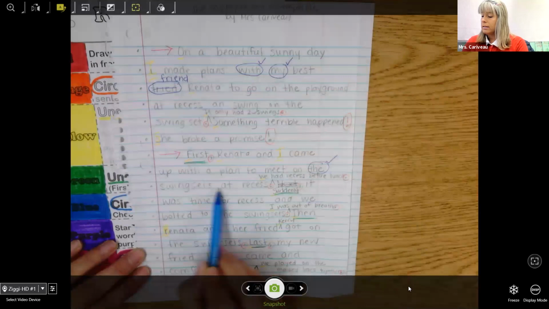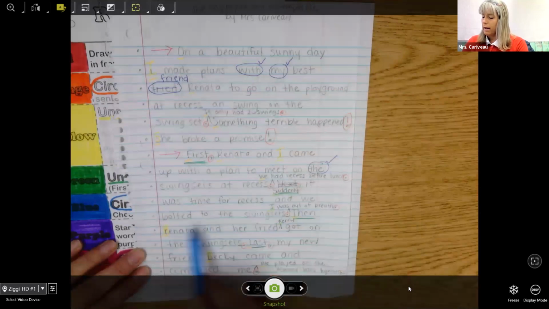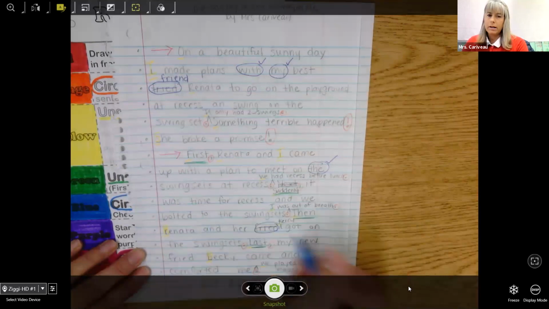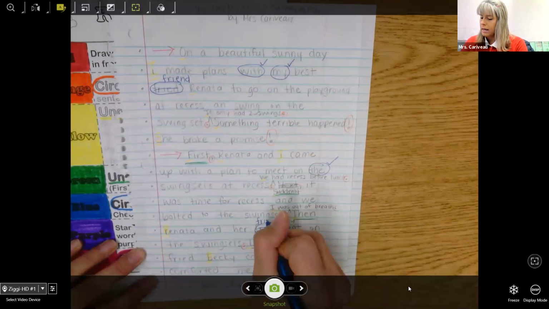Swing set at recess. Okay, suddenly it was time for recess. Bolted the swing set, I was out of breath. Renata and her friend, oopsies, there I go again, I spelled my second grade word wall word wrong, so I have to spell it right, friend.